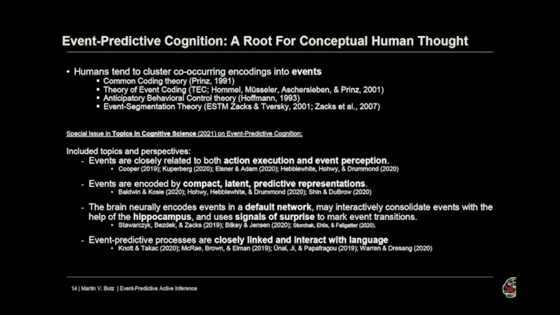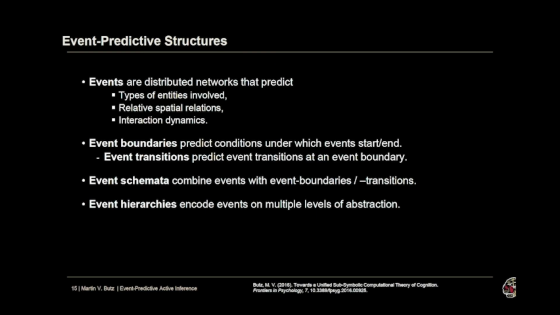And lo and behold, the special issue came out this year, actually in the spring, and covers quite a couple of topics. So if you're further interested in this, have a look at these diverse papers that cover linkage to language, development of the networks with artificial systems, development of predictive representations in general, the linkage to neuroscience, the default network in the brain, and also signals of surprise in the brain. And then also the close relation to action execution and event perception and the linkage between the two, because in the end they work with the same kind of mechanism.